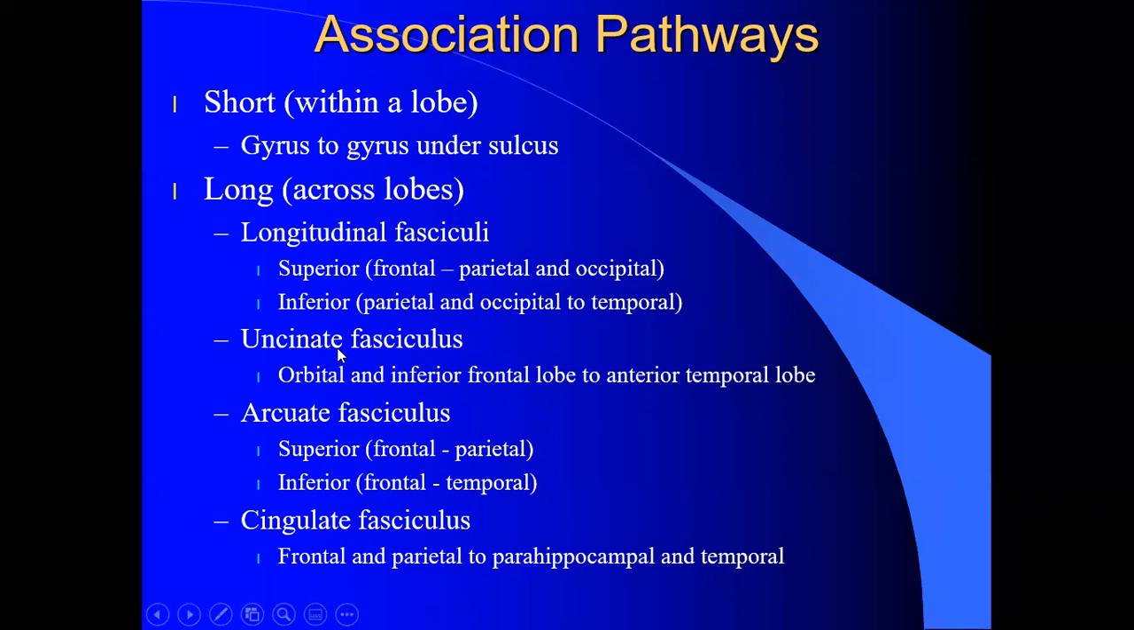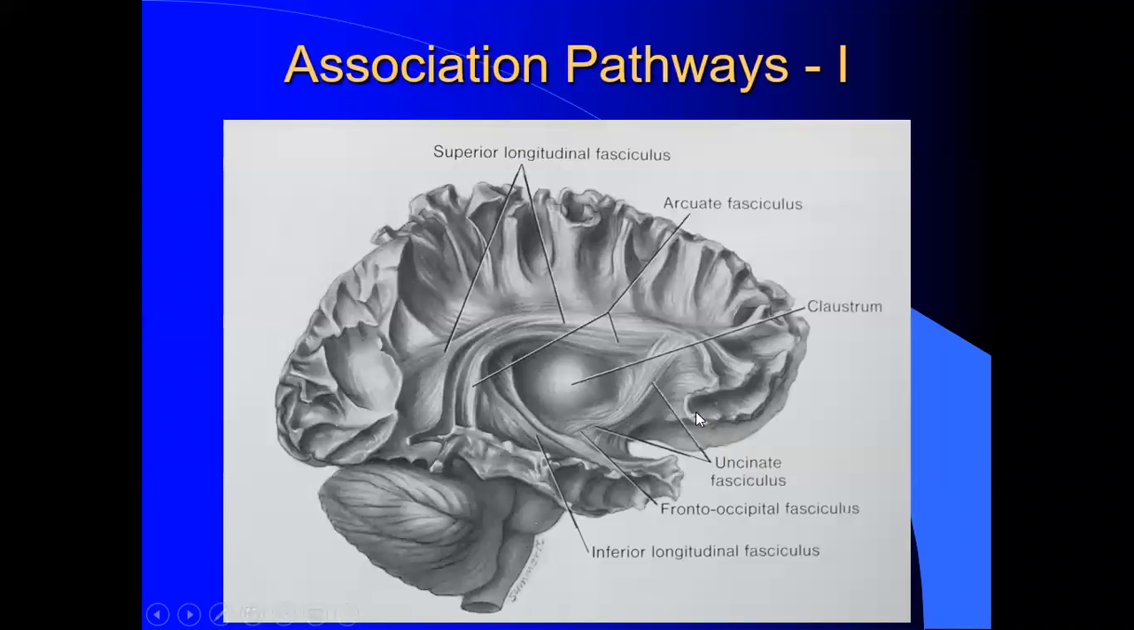The uncinate fasciculus between the frontal lobe and the temporal lobe. The arcuate fasciculus, as you know, we think about it all the time in language, frontal parietal, frontal temporal, and then the cingulate fasciculus, which runs frontal parietal connecting the parahippocampal structures, temporal lobe. Again, I love these, and you can see how the cortex interacts with all these and that sort of thing. And you can see here, this is a superior longitudinal fasciculus.